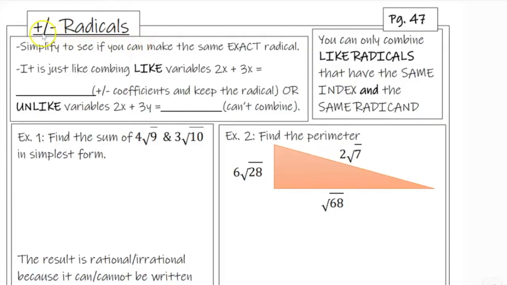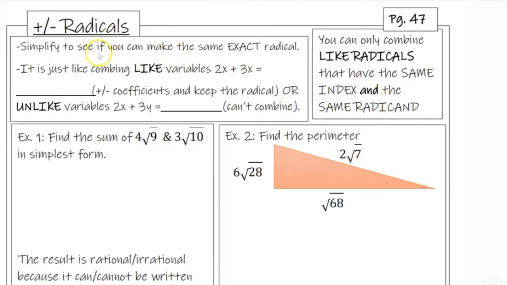All right, so now we're going to take a look at adding and subtracting radicals. This is the only one that is different, okay? It's very important for you to realize that you can only combine like radicals. Those are the radicals that look exactly the same. They have the same index and the same radicand. In case you don't remember, the index is whether it's a square root or cube root, and the radicand is the number or the variables underneath.